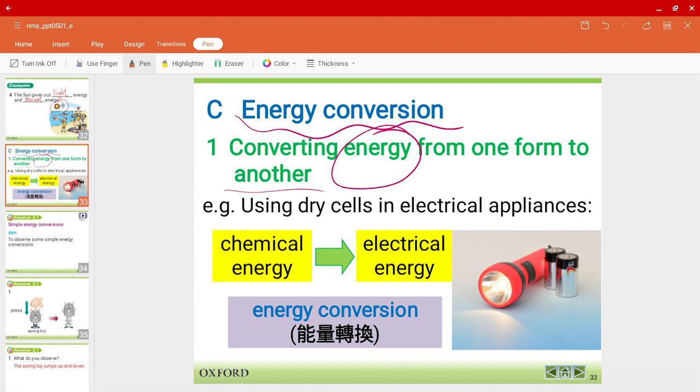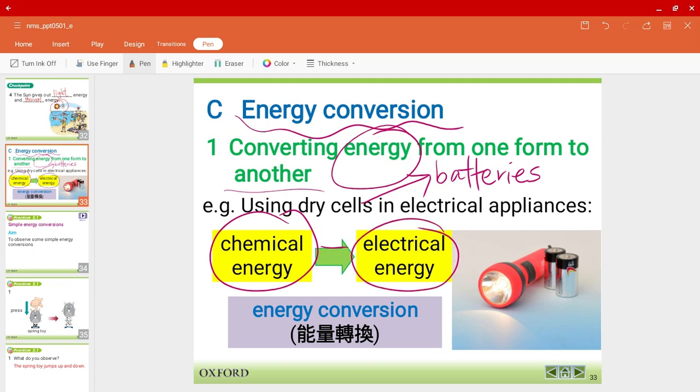First off, we've already learned about dry cells. These are actually batteries as well. We know that in dry cells, there's a form of energy called chemical energy. And when we use a battery or a cell, it will eventually convert into electrical energy. The conversion of one energy to another, we call energy conversion. Please be familiar with this particular term.